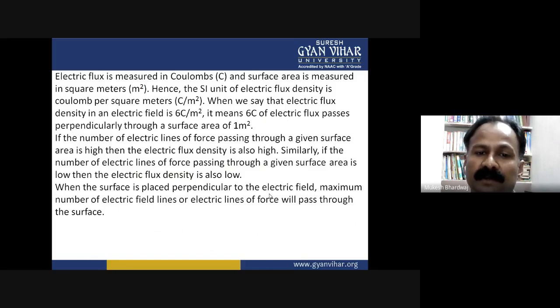If the number of electric lines of force passing through a given surface area is high, then electric flux density is also high. Similarly, if the number of electric lines of force passing through a given surface area is low, then the electric flux density is also low. When the surface is placed perpendicular to the electric field, the maximum number of electric lines of force will pass through the surface.